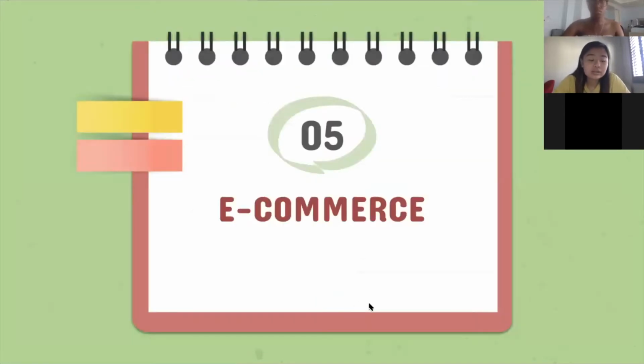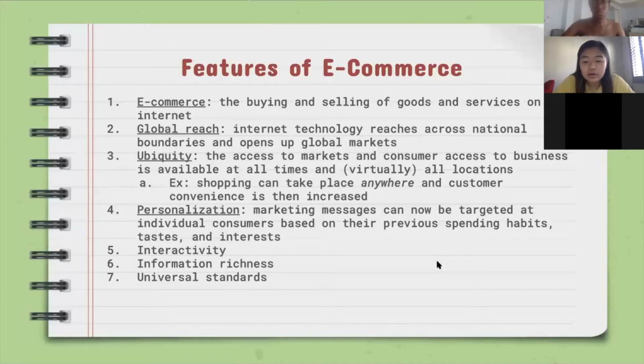Okay, now section 5, e-commerce. So there are features of e-commerce, and again, the underlined are vocab terms. The definition of e-commerce is the buying and selling of goods and services on the internet or online. Global reach is internet technology reaches across national boundaries and opens up global markets.